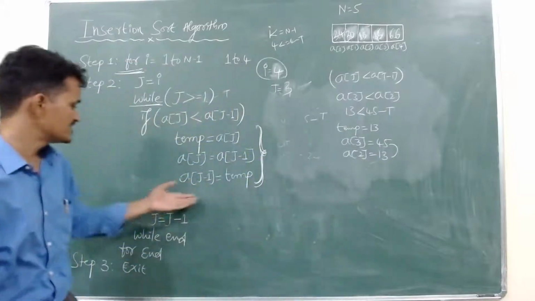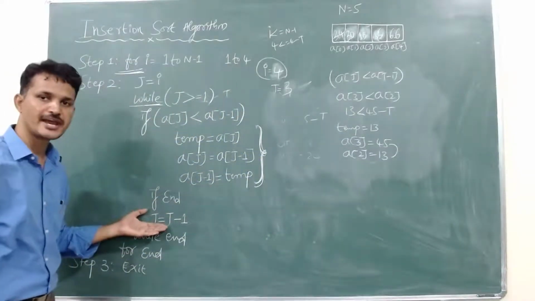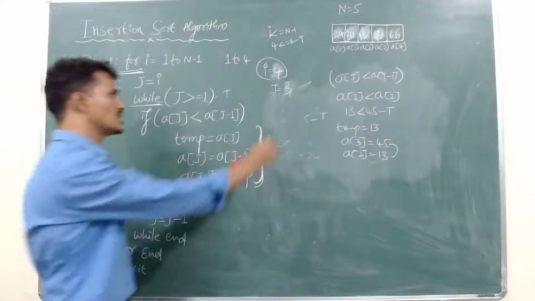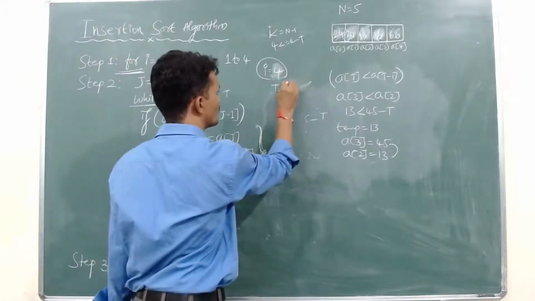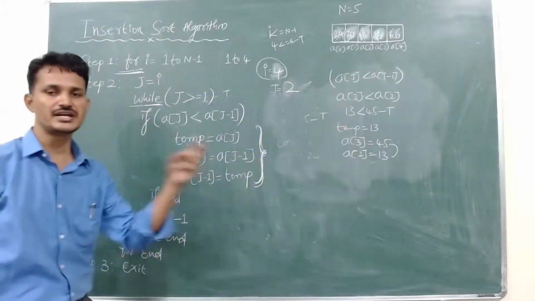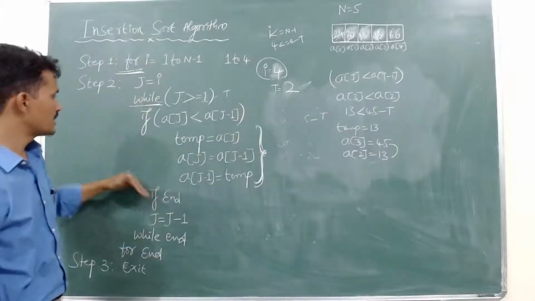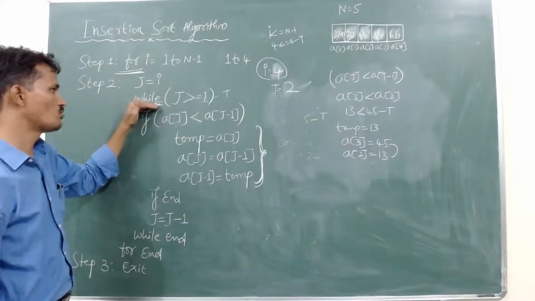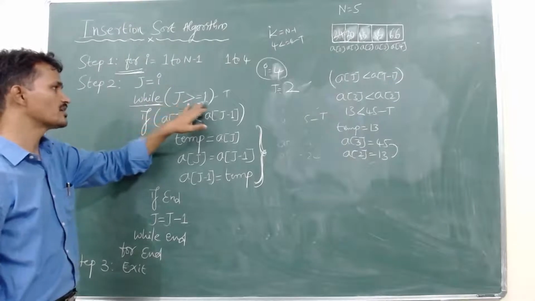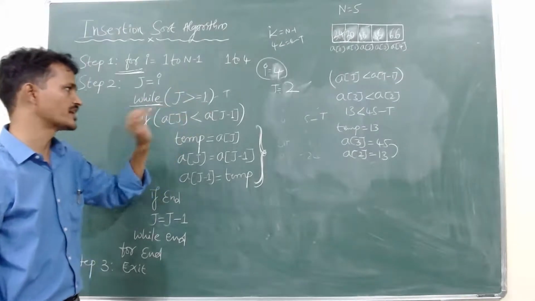Okay. Then, if ends here, then j is equal to j minus 1. So, now j becomes 2. Last time 3 and this time 2, next time 1. So, again that updated value will be compared with this while loop. 2 is greater than or equal to 1. Yes, it is true. The condition is true.